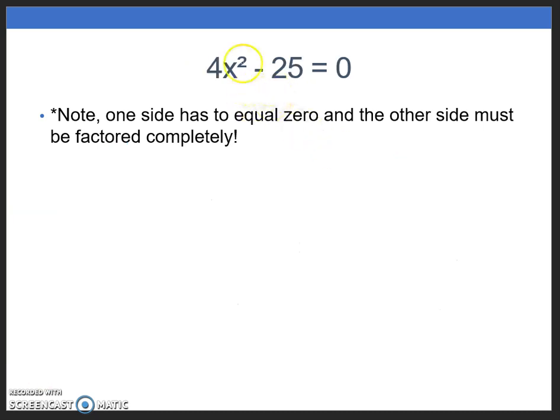In this example, it's not a trinomial, so I'm not going to factor it right away into two binomials, but I can see that this part here is a perfect square, and this is a perfect square, and they're separated by subtraction. So this one we could actually solve by difference of squares.